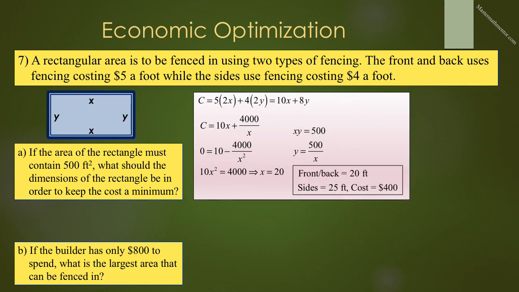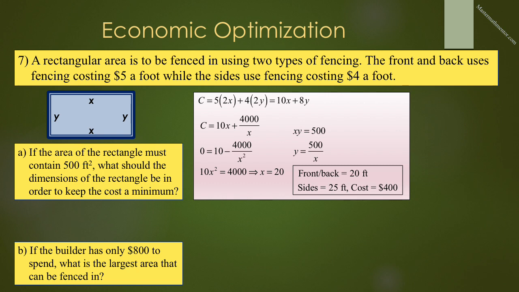For both questions, we will use the simple diagram of a rectangle with opposite sides x and the other pair of opposite sides y. In Part A, the cost will be 5 times 2x plus 4 times 2y, which is 10x plus 8y. There are 2 variables, so we need a relationship between x and y, and we know that x times y must equal 500, or y is equal to 500 over x.